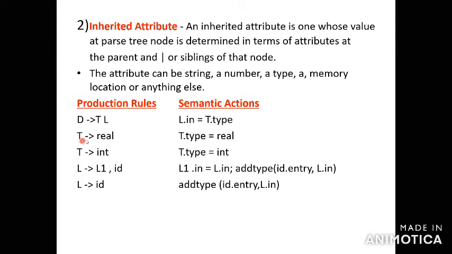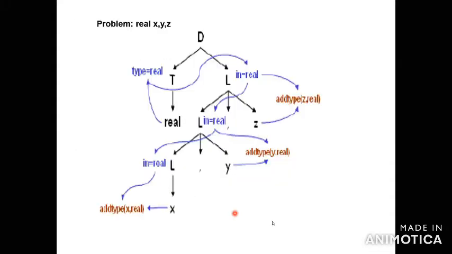T.type is either real or integer. Then L tends to L1 comma ID. So L1.in will be equal to L.in, and addtype(ID.entry). So this is the semantic action. Now we can check the example of the given diagram. In that diagram, you can check.